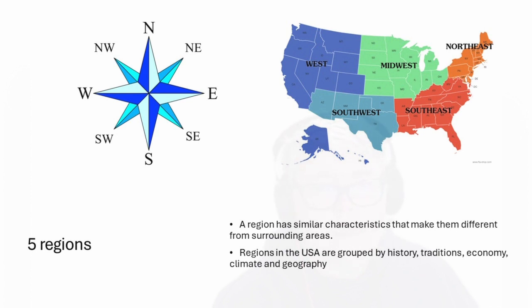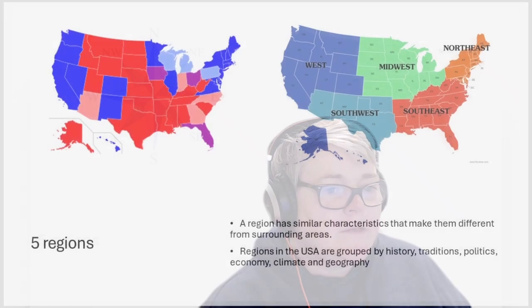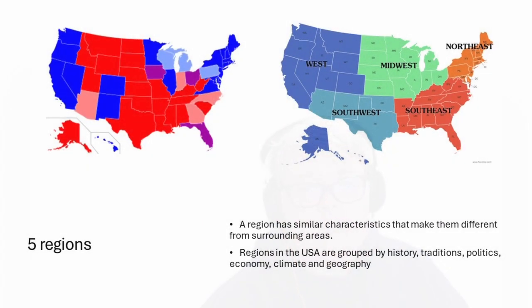Now, the regions are basically named after points on the compass, so it gives you an idea of where the region is located. The reason we have these different regions is because they share similar characteristics, the states in each area are kind of similar to each other. You can find similarities in history, traditions, economy and industry, politics, climate, and of course, in geography.